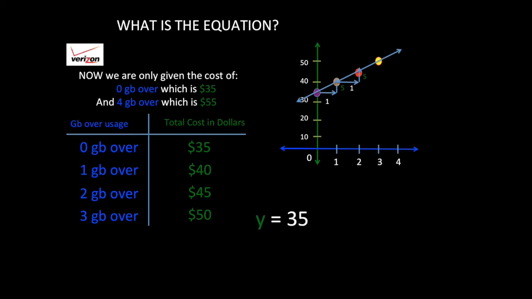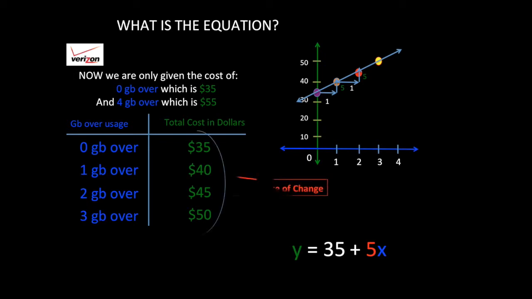Again, we start off at that 35. We know where we started, and now what are we adding? We're adding groups of 5. So we're going to multiply that x by 5. When it's 1 gigabyte, we have 1 five. When it's 2 gigabytes, we have 2 fives, and so on and so forth. And so our equation is that y equals 35 plus 5 times x.